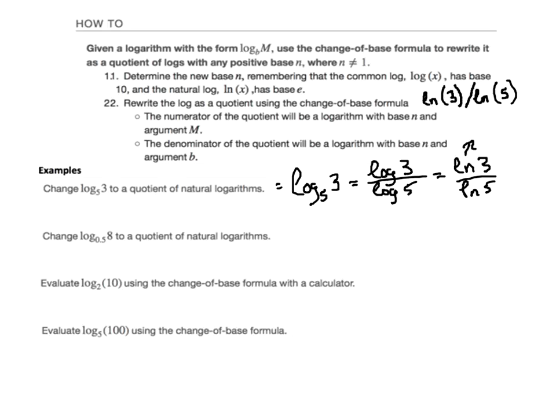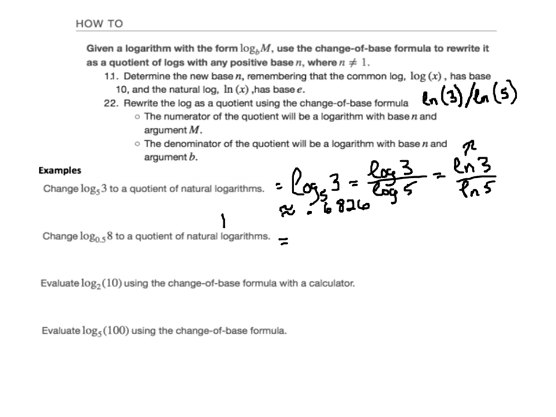So when I plug that into my calculator, and you can use common log, it does not matter at this point, as long as they're the same base. So let's see, ln of 3 divided by the ln of 5 is approximately, and usually we round to the 4th decimal place with this, 0.6826. Okay.